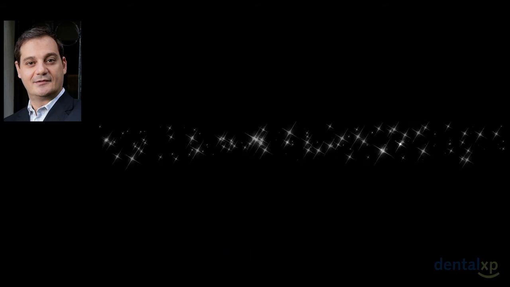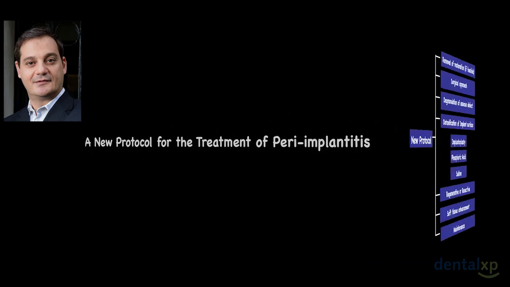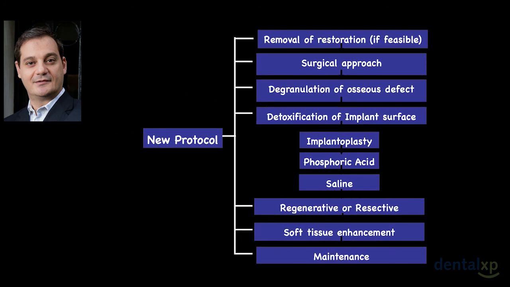So with that, we will go to the new protocol that we are submitting. And our protocol, or my protocol, is, first of all, if we can remove the restoration, then we can do it. If not, we can leave it. Definitely we will do a surgical approach by opening the flap. We will degranulate the osseous defect, and then we will detoxify the implant surface.